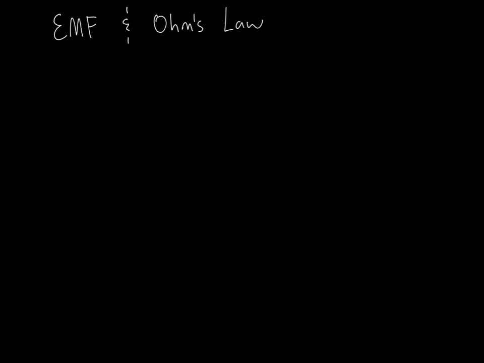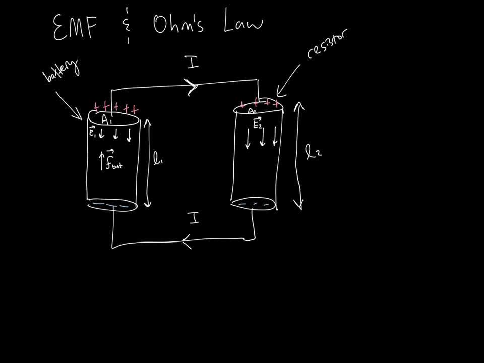This brings us to the topic of EMF and Ohm's law. Here we have a battery with a resistor connected across its terminals. The dimensions of the battery are L1, that's the length of the battery, and A1 is the cross-sectional area, and the battery has a conductivity of sigma sub 1. The resistor has a length of L sub 2, cross-sectional area of A sub 2, and an electrical conductivity of sigma sub 2.